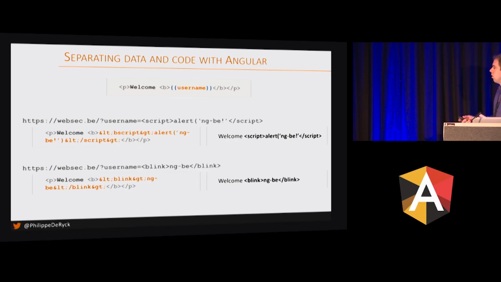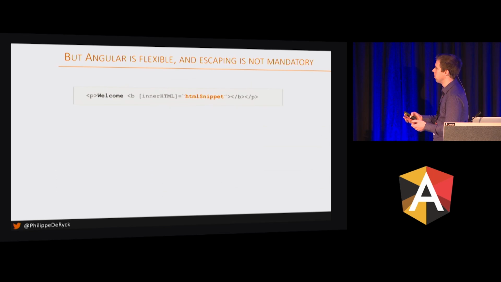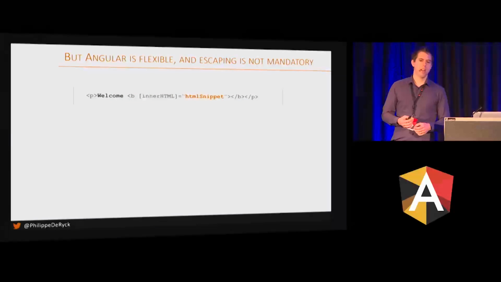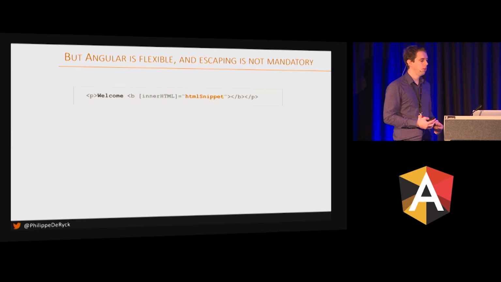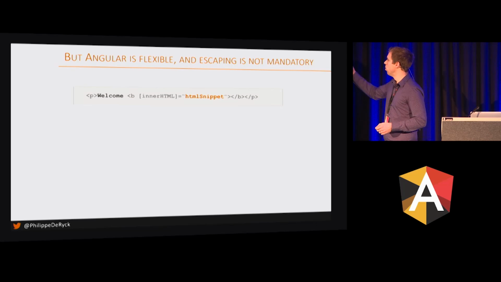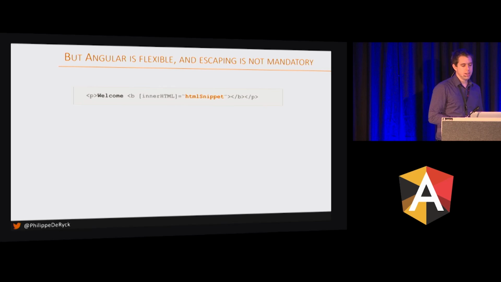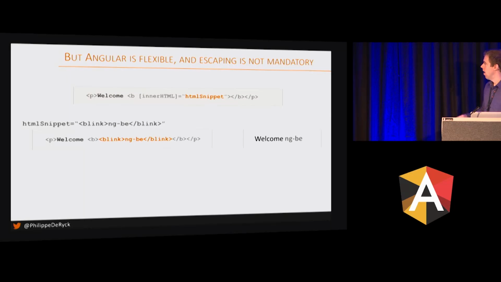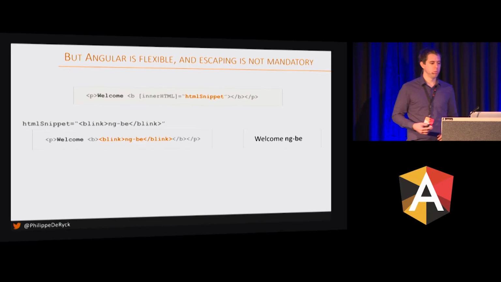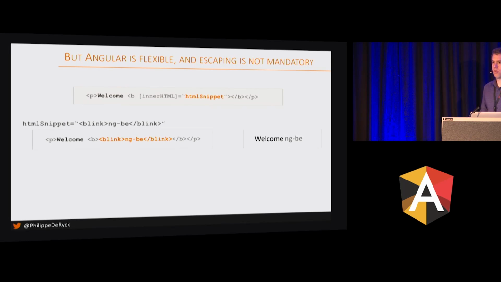So there's another solution you can use there. Angular is a bit flexible there. Escaping is not mandatory. You can use something called sanitization. Sanitization is a radically different approach. Instead of encoding the harmful characters, it will simply take out anything that's harmful. So you can do it by binding something against inner HTML, for example. And if you do it like that, and you inject the blink tag, it will be shown on the page. So this means that Angular doesn't consider the blink tag to be malicious, because it's allowed to be rendered.